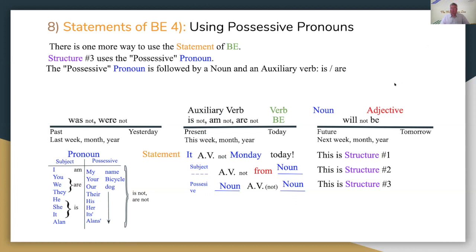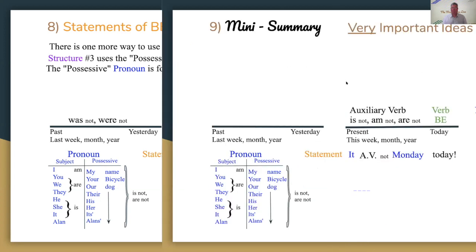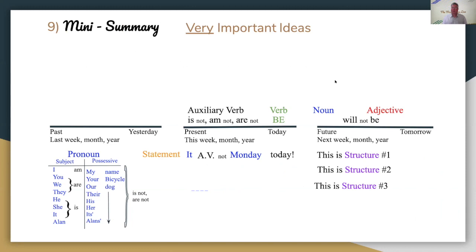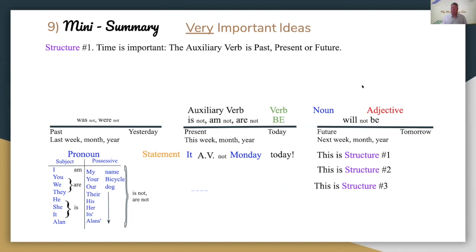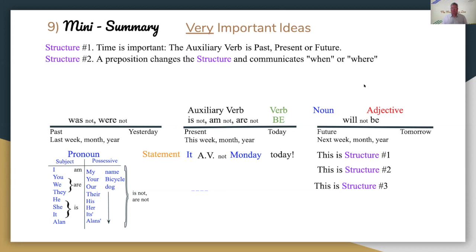Now, be very careful. In a lot of English language teaching, it's not very clear for the student about the difference in these structures, and it becomes quite confusing. So try to remember that there are 3 different structures. Okay, so let's do a very fast summary of some important ideas. Time is important. The auxiliary verb is past, present, or future. Okay. Structure 2. A preposition that changes the structure and communicates when or where.